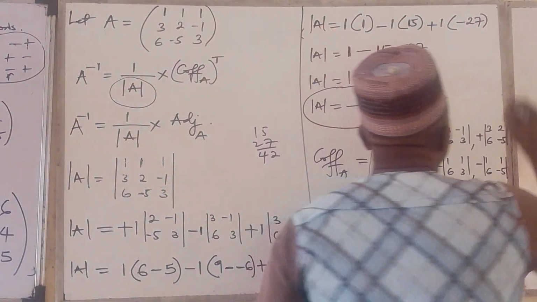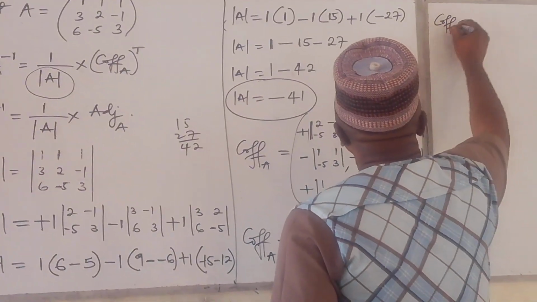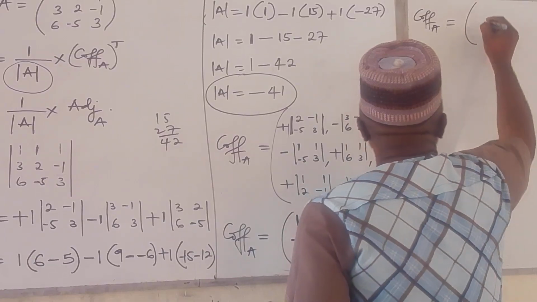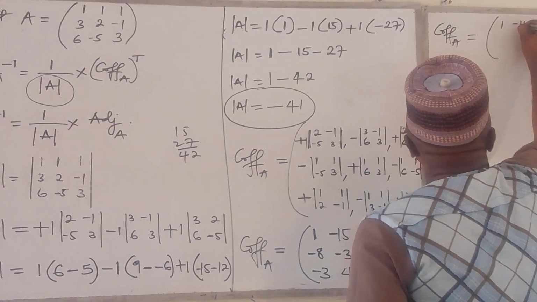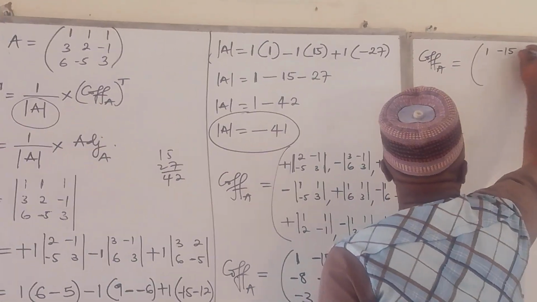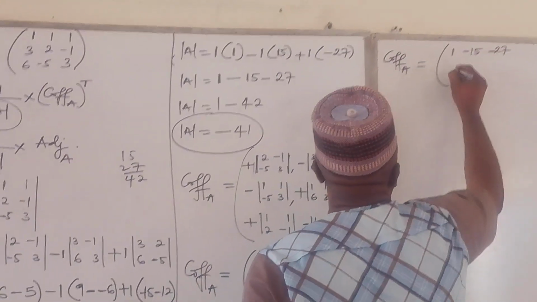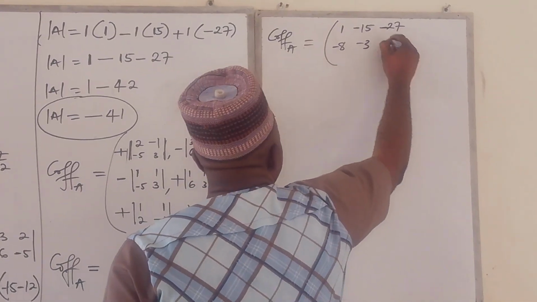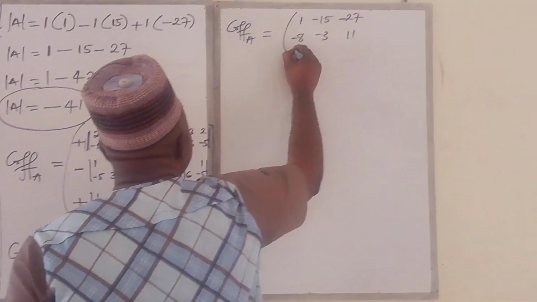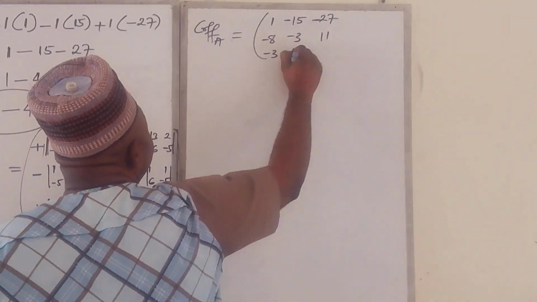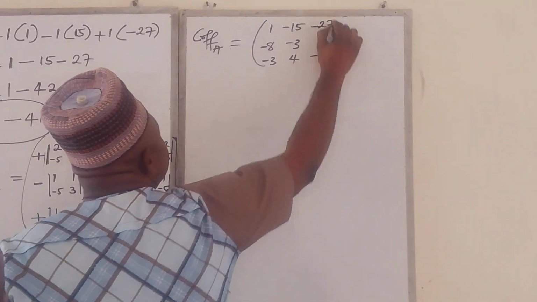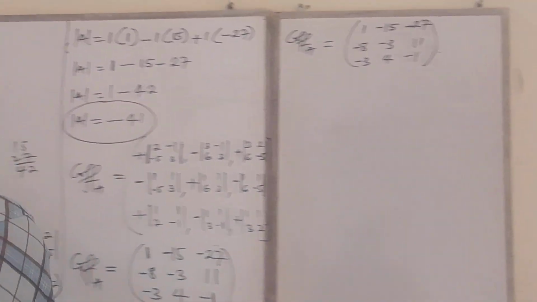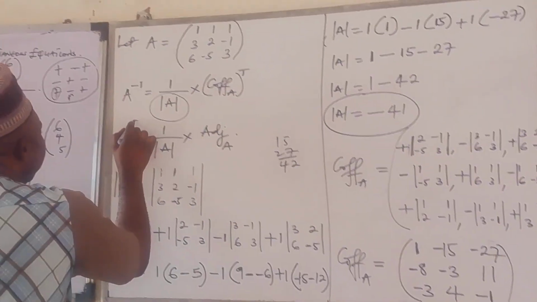The cofactor of matrix A is equal to, we have 1, minus 15, minus 27, here we have minus 8, we have minus 3, and we have 11. Here we have minus 3, we have 4, and we have minus 1. So this is the cofactor. Then remember this relationship.